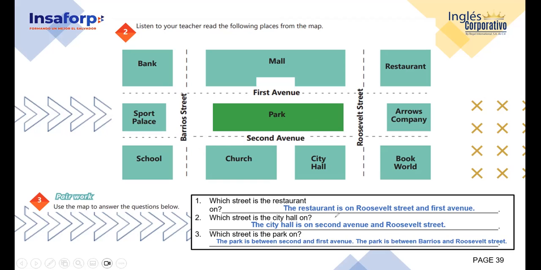Okay, so también on the corner. ¿Por qué on the corner? Con el park. No, for example, the where restaurant. Is the bank? Okay, okay. So, ¿cómo diría? The restaurant is on the corner of Roosevelt Street and First Avenue. Yes, you can say it. Sí, lo puedes decir. Okay.